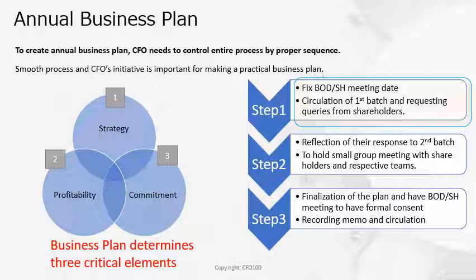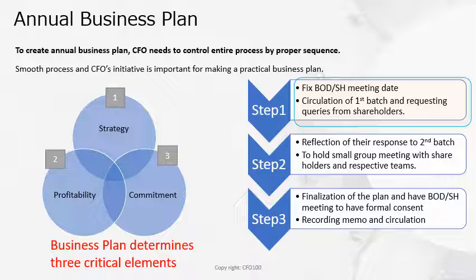In addition to that, the company creates the first draft of the business plan, and it should be circulated, allowing enough time for review by shareholders and the BOD. The CFO should request queries from the board of directors and shareholders, giving them enough time to review it.